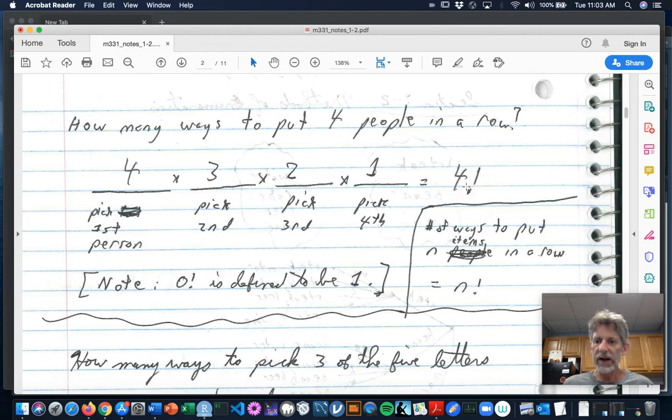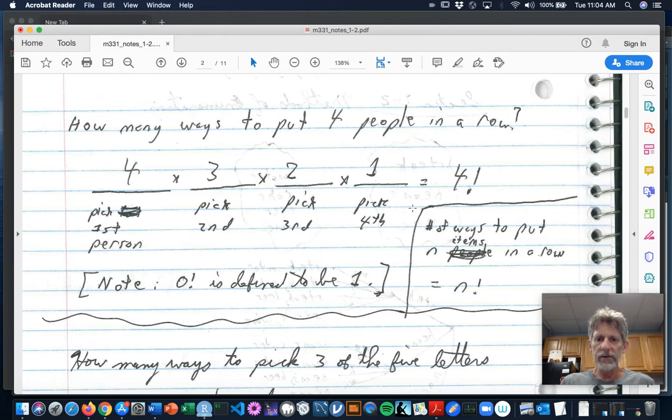Remember, a number factorial is that number multiplied by all the numbers less than it down to 1. Except I note that 0 factorial is just defined to be 1. It makes certain formulas work out easier. And also it kind of makes sense. There's only 1 way to put 0 people in a row. Just sort of like throw up your hands and say, I'm done.